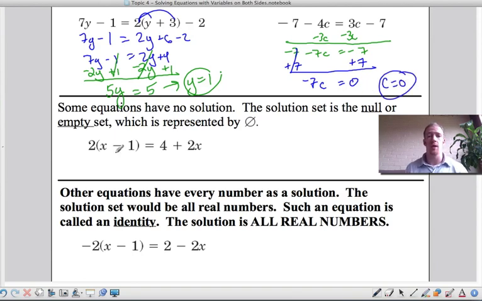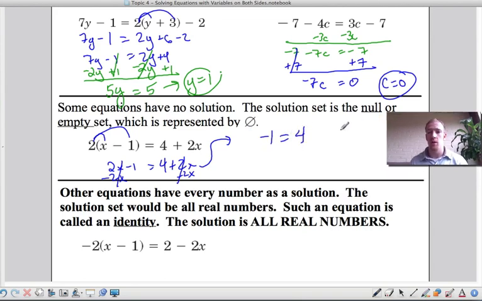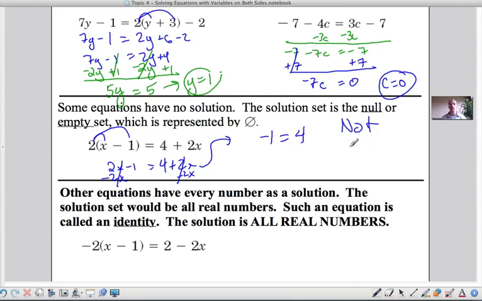Alright, so sometimes you can set up an equation with variables on both sides that has no answer. There's no possible number. So if we do this out, we get 2x minus 1 equals 4 plus 2x. And if I minus 2x from both sides, those both cancel and I get negative 1 equals 4. Well, that's not true. So not true, or never true, gives you no solution. That's our symbol for no solution. This is not true, so there's no solution. There's no number you can plug into this original equation that would actually work.